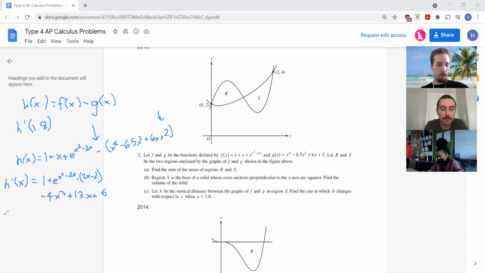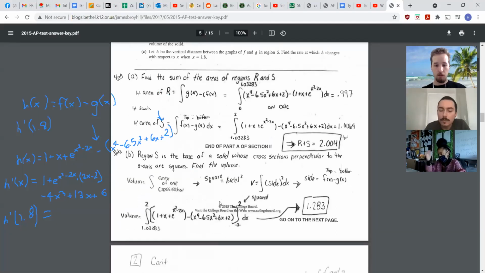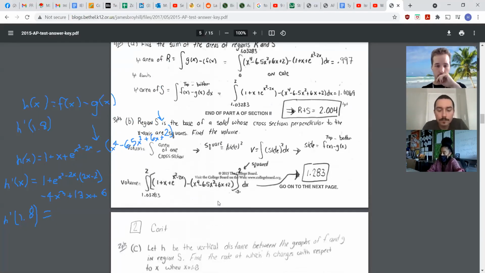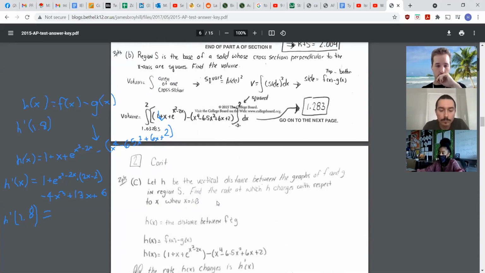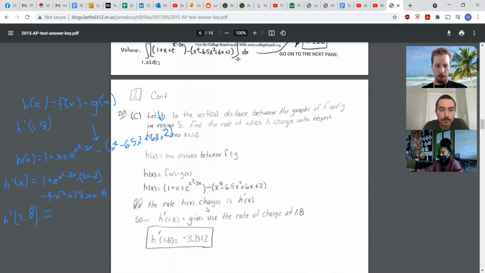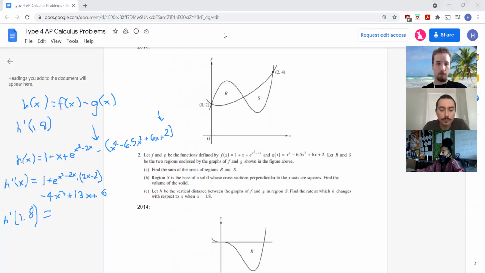So we get this derivative, and then all we have to do is plug in 1.8. And when we do that, we get negative 3.812. At least that one's a lot easier to plug into the calculator.